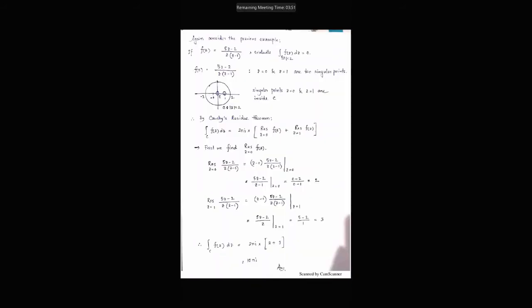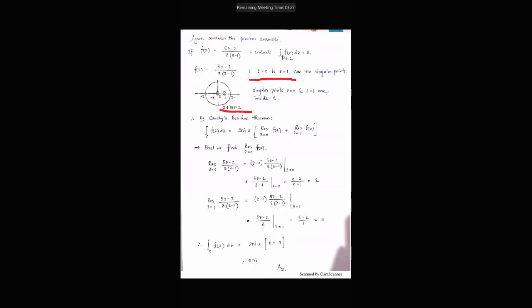We are taking the same function f(z), and we are evaluating the same integral. So f(z) is given by (5z minus 2) by z into (z minus 1), and z equal to 0 and z equal to 1 are two singular points. Now these two singular points are inside the closed curve C.